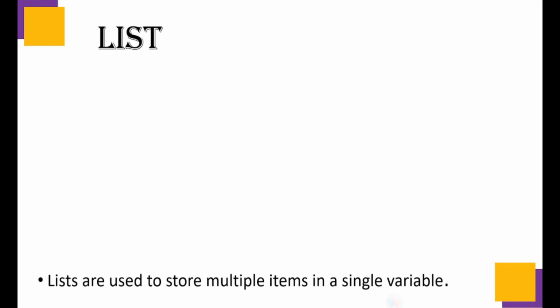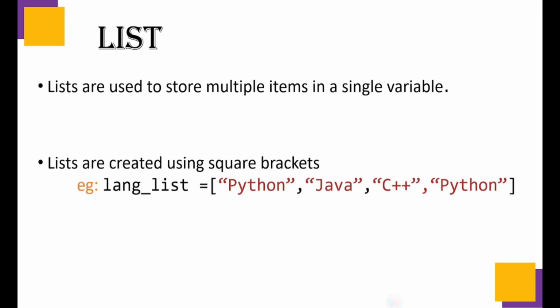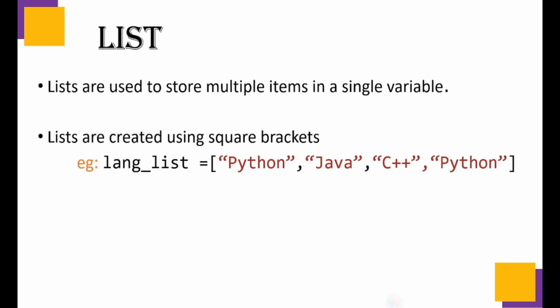What is a list? A list is a container which is used to store multiple items inside a single variable called list. How do we represent a list? We represent it by creating square brackets. Inside square brackets, we have all the list elements separated by a comma.